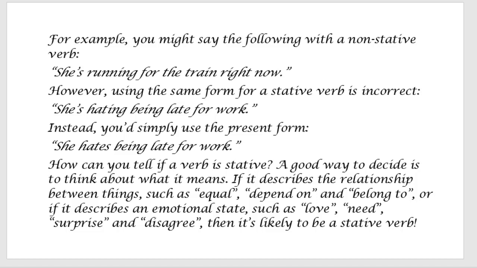How can you tell if a verb is stative? A good way to decide is to think about what it means. If it describes the relationship between things, such as equal, depend on, and belong to, or if it describes an emotional state, such as love, need, surprise, and disagree, then it's likely to be a stative verb.